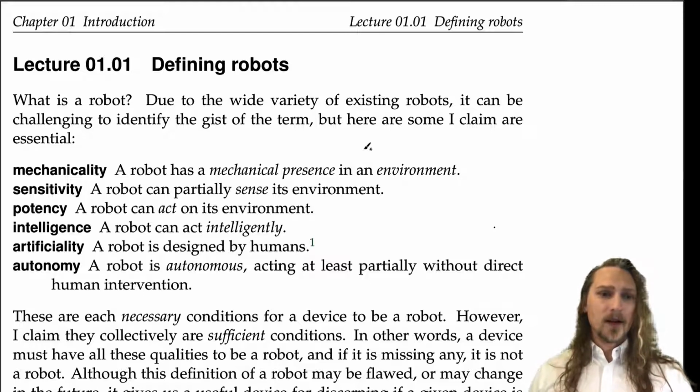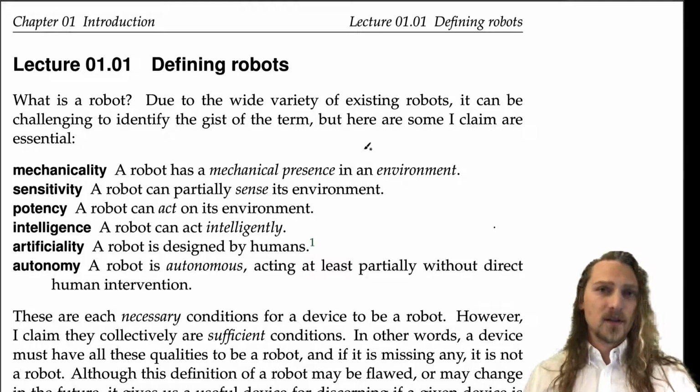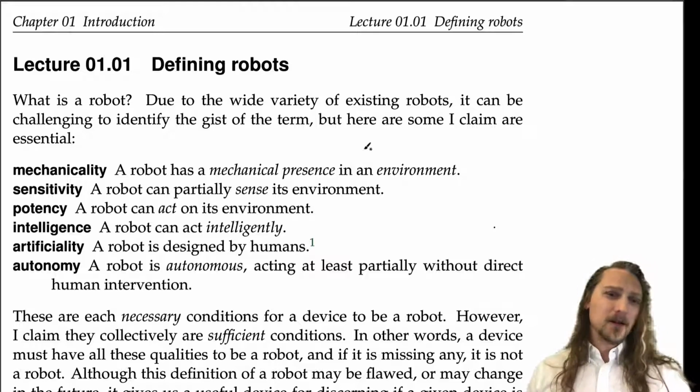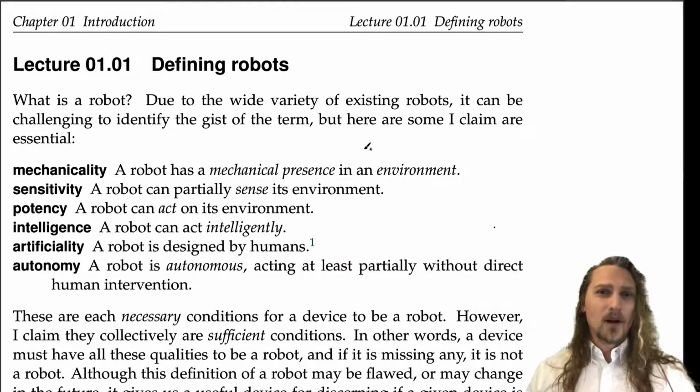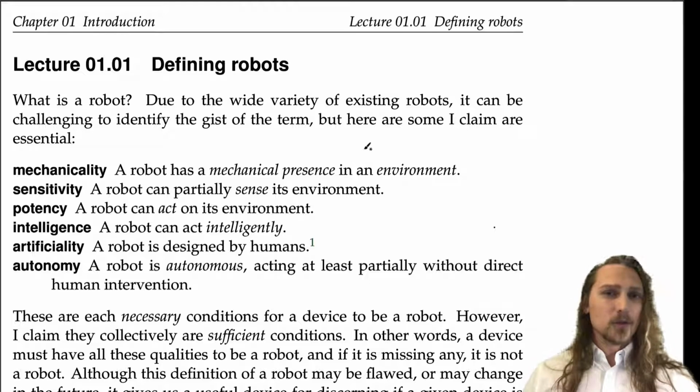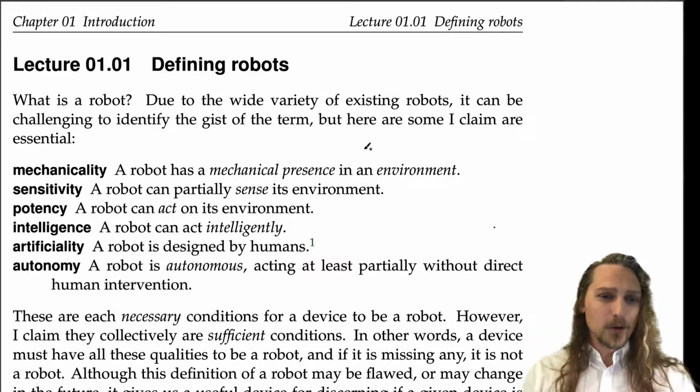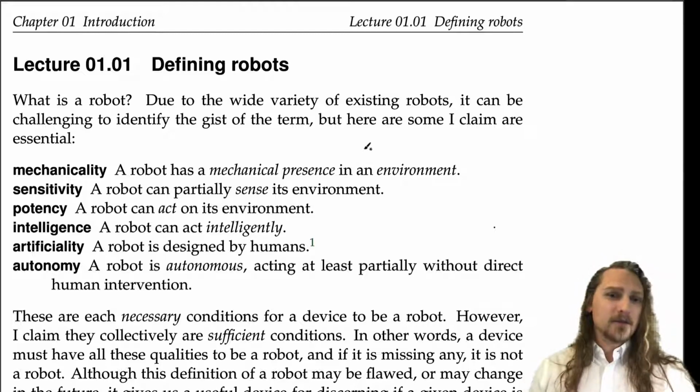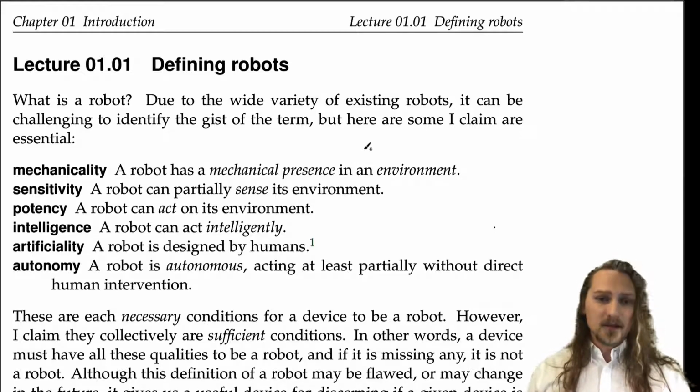Artificiality. A robot is designed by humans. The footnote says that we will also include robots that were designed by robots, as long as those robots, or some robot in a previous generation, was designed by a human. So, artificiality. And autonomy. A robot is autonomous, acting at least partially without direct human intervention.